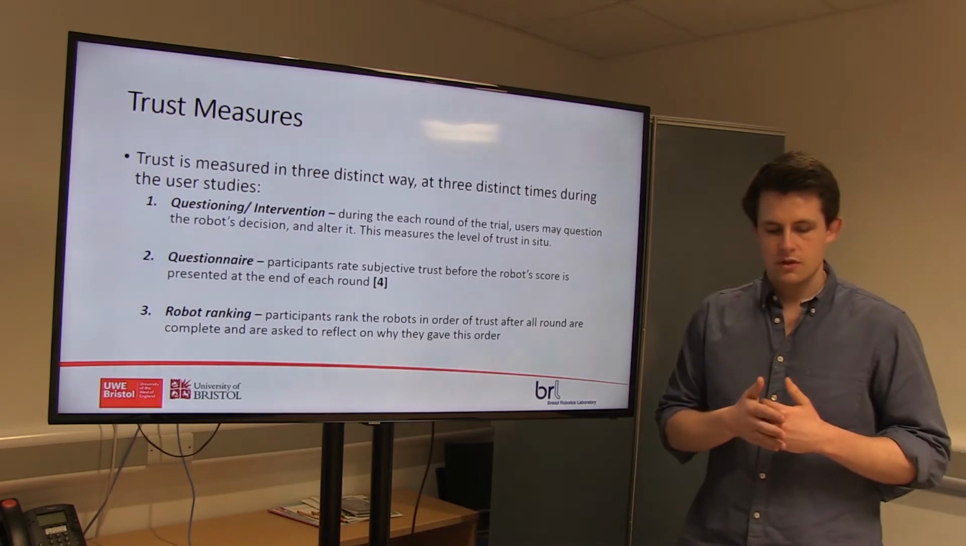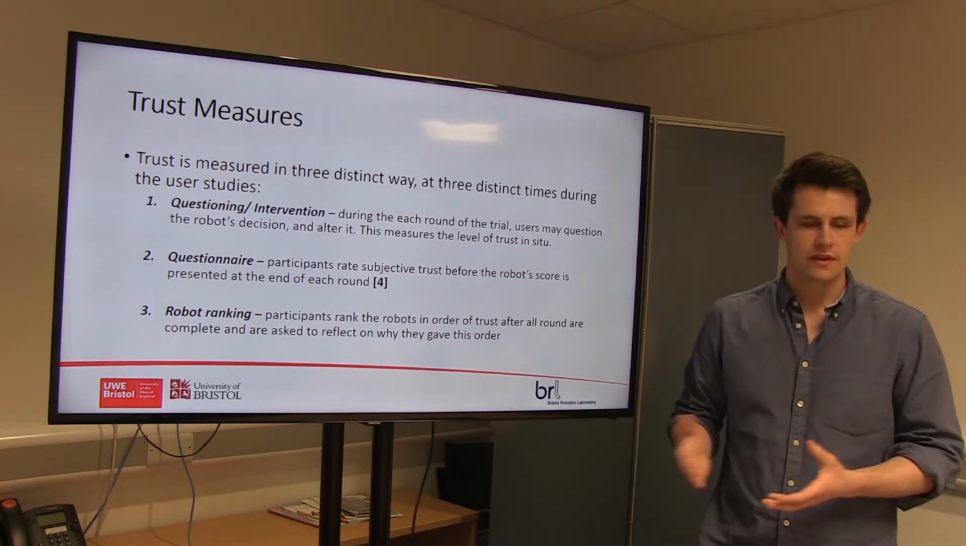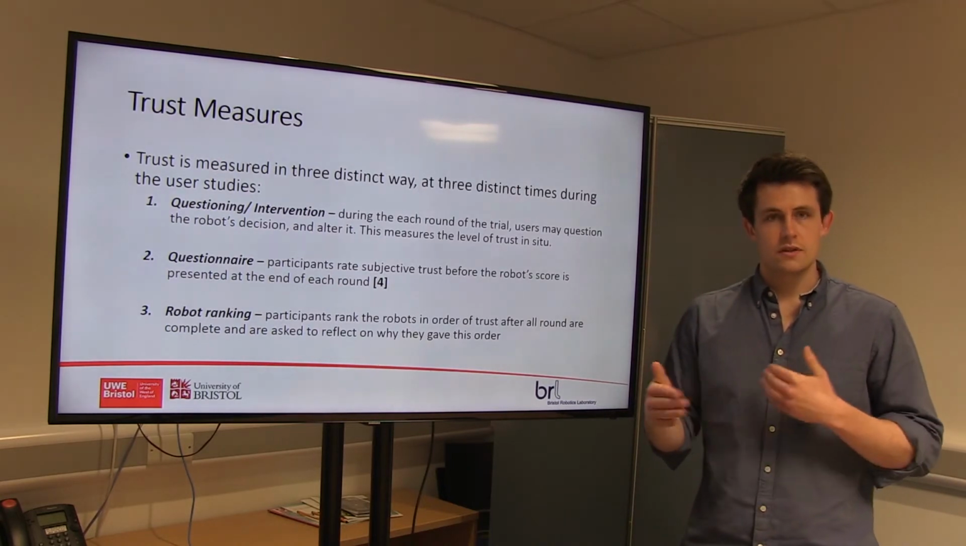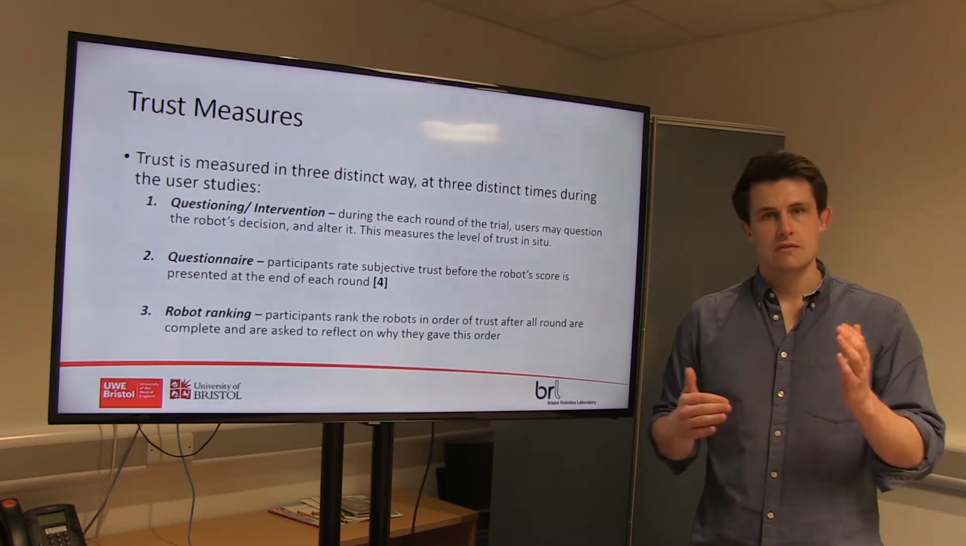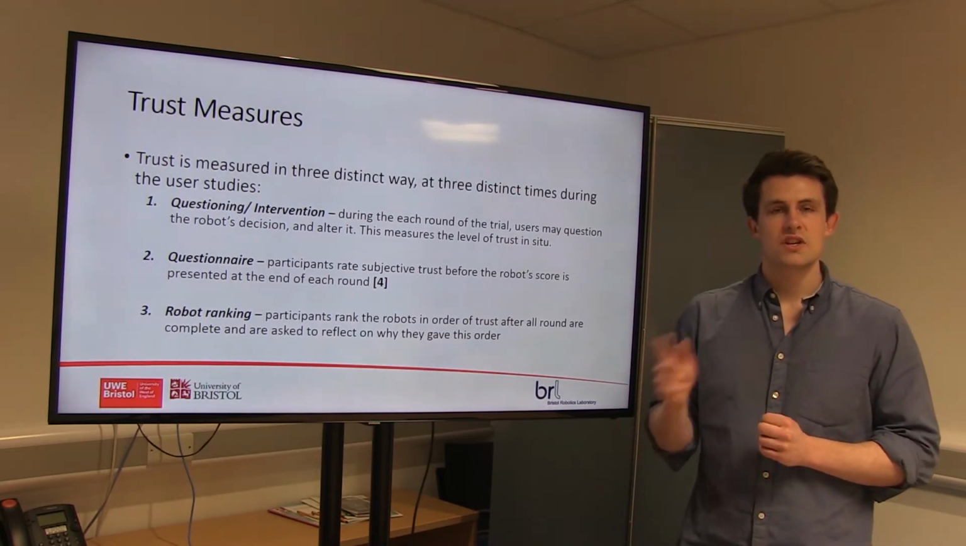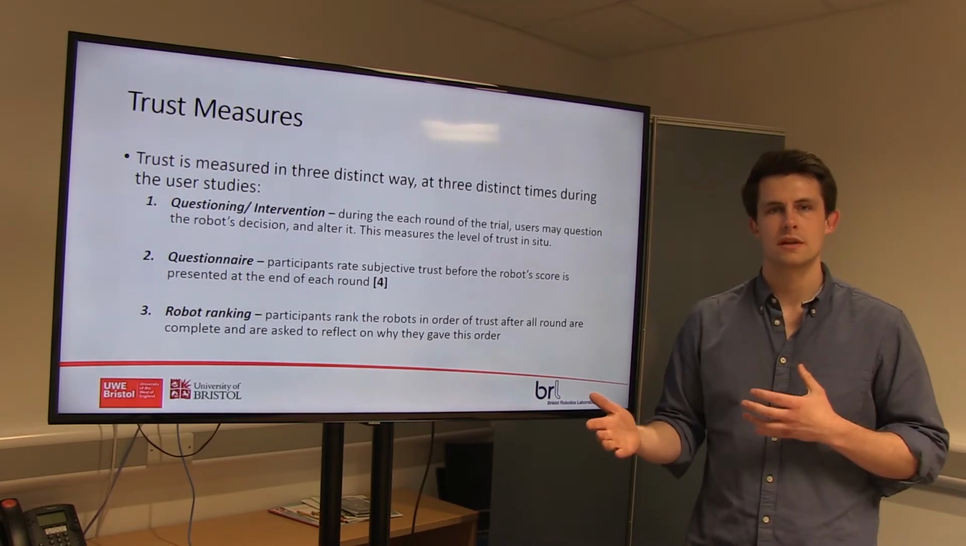At the end of each risk profile, we asked users to take a questionnaire to determine their subjective level of trust in that robot. And then, after they had seen all the profiles, we asked them to rank the robots in order of trust. Now, interestingly, the robot ranking was the only measure taken after the users had seen their score for the round, and so we hoped it would help us determine whether or not performance affected trust.